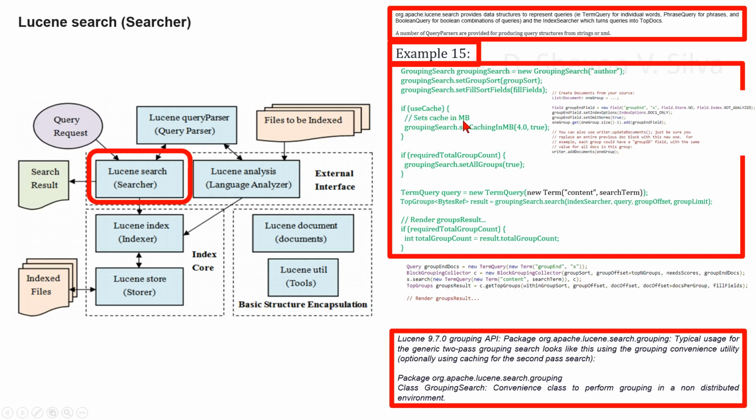Set cache in MB. Require total group count. Render grouped result. Create documents from your source.